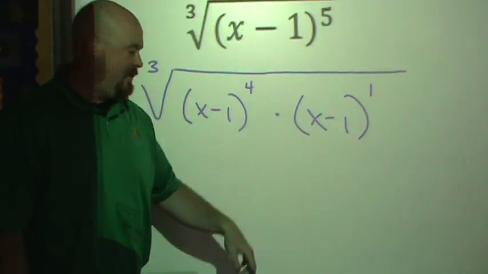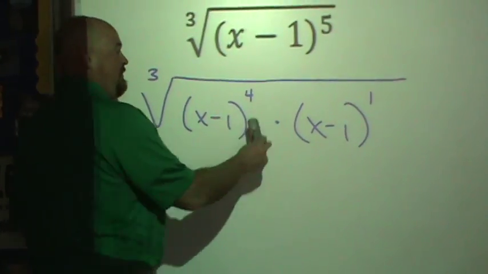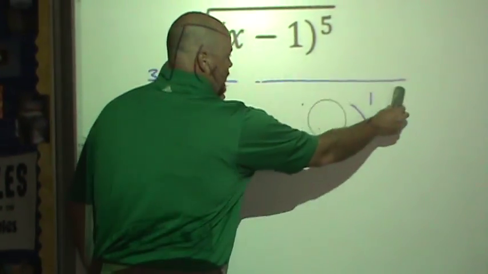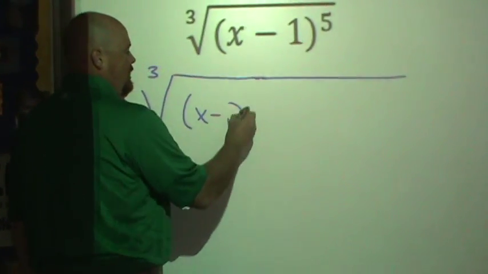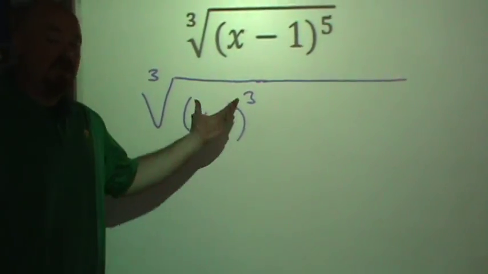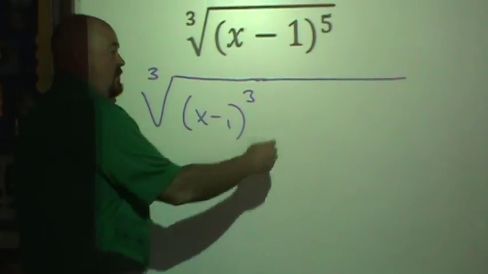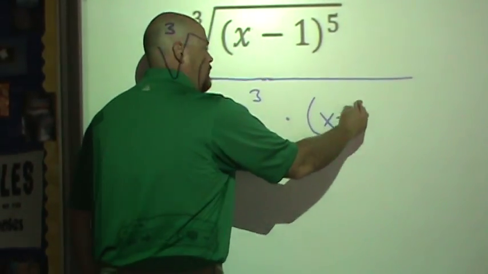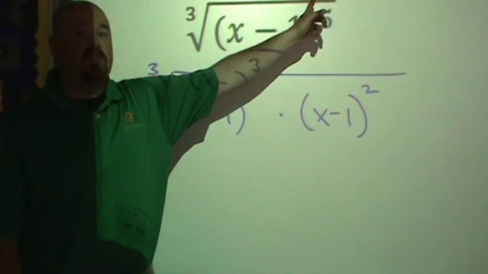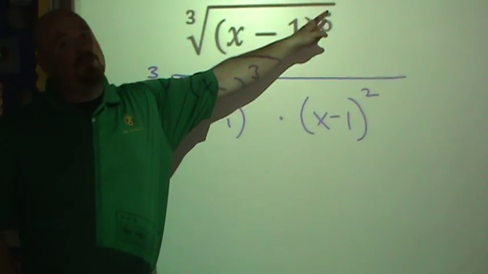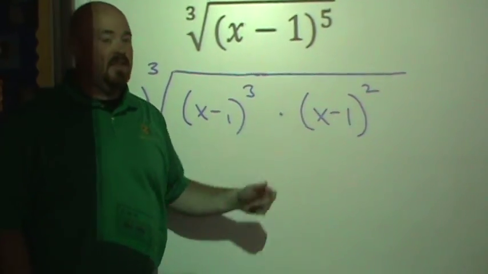Well, let's do the opposite. Let's come up with something that benefits us in this problem. I've got a third root, so why not create a third power, a cubed, from this? And if this is cubed, what's the other term? Something squared, because 3 plus 2 is 5. So we're essentially finding two numbers that add to be 5 when it's underneath this radical.